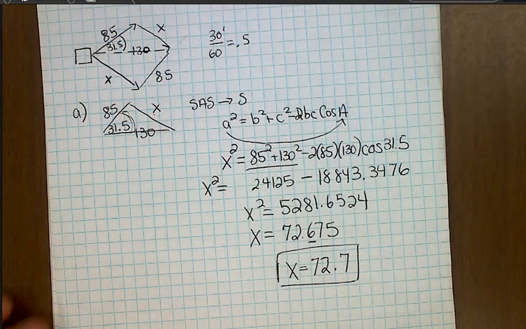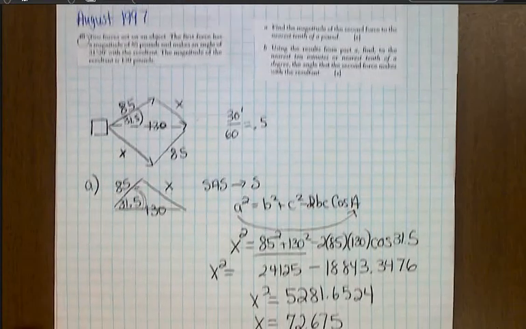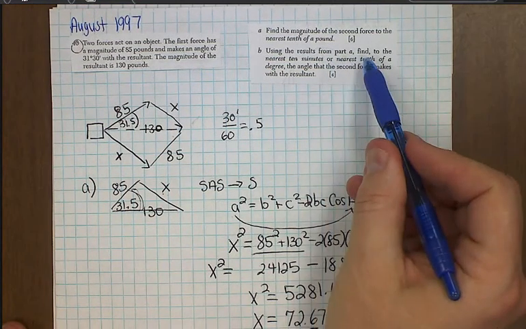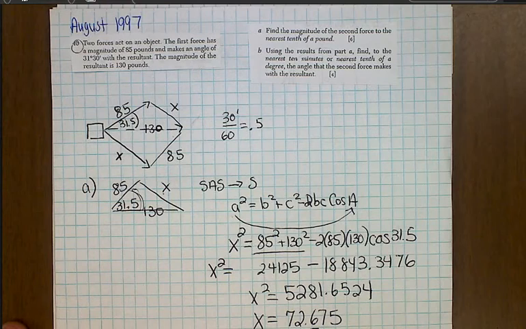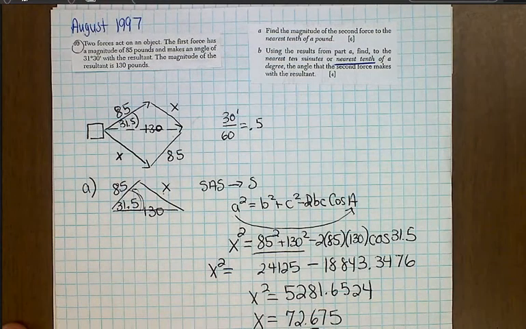Okay, the next piece that we're going to have to do is part B of the question. Part B says, using the results from part A, so we're going to use that answer we just got, find to the nearest 10 minutes or nearest tenth of a degree. If they give me the option, I'm going to keep it as nearest tenth. The angle that the second force makes with the resultant.